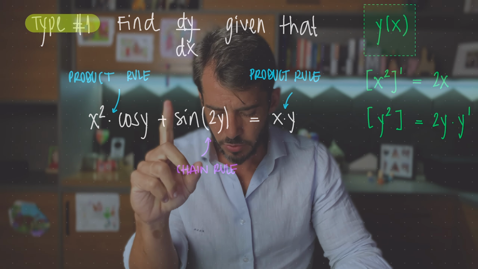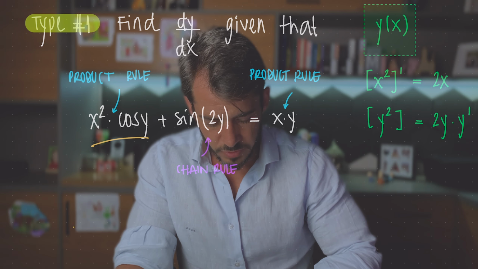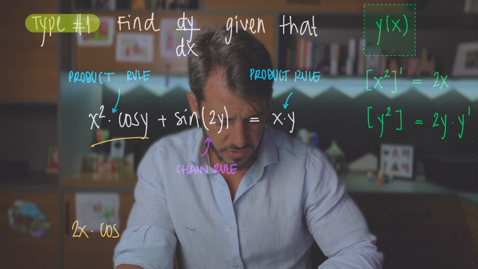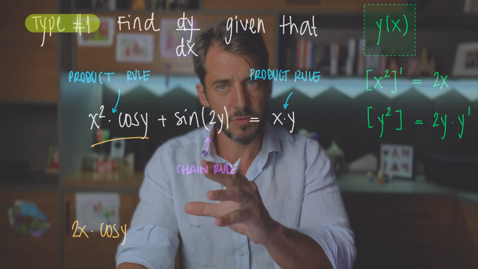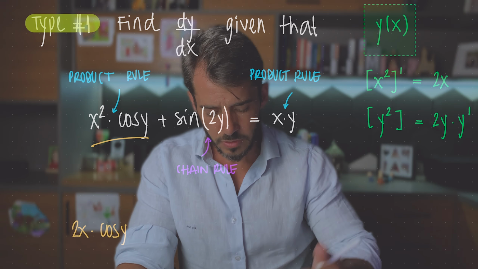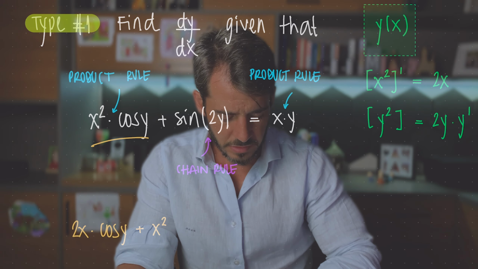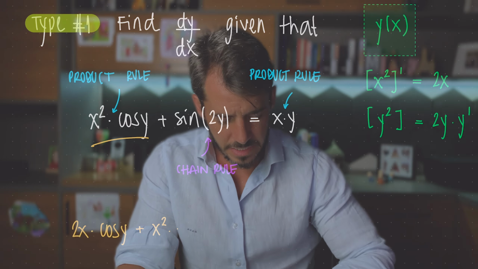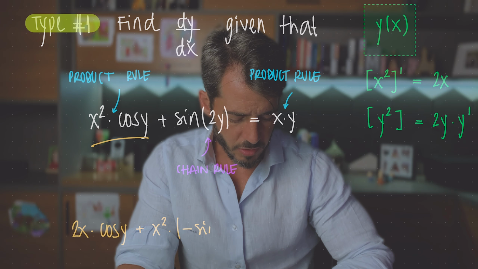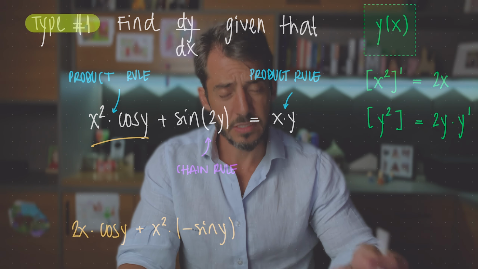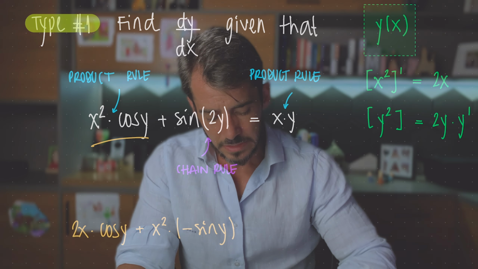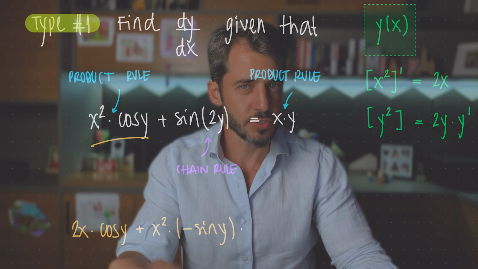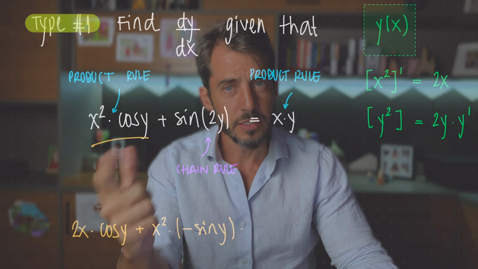Now, starting with the product rule, we have the derivative of x squared, which is again 2x times cosine of y. So we differentiate the first portion times the second one, plus the first one times the derivative of the second one. So the derivative of cos is negative sine of whatever's inside. In this case, what's inside is y, times the derivative of y, given that y is a function of x. So right now we're applying the chain rule.